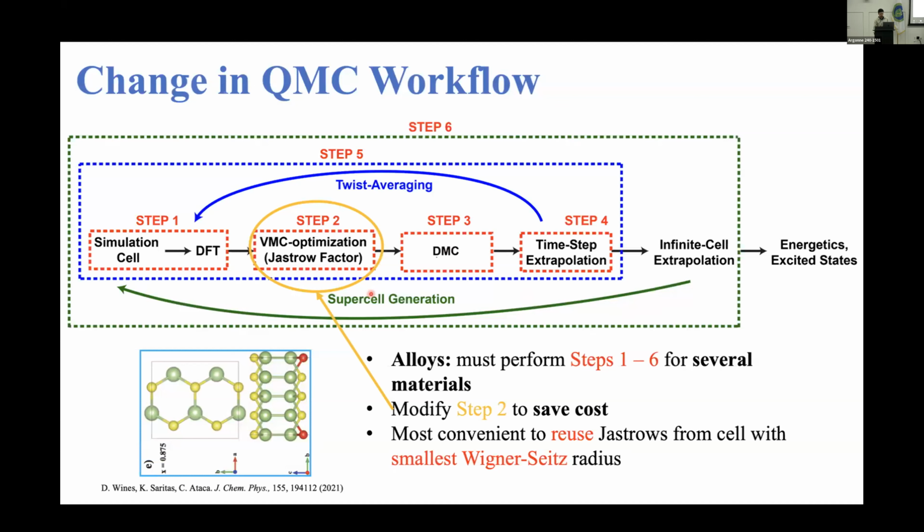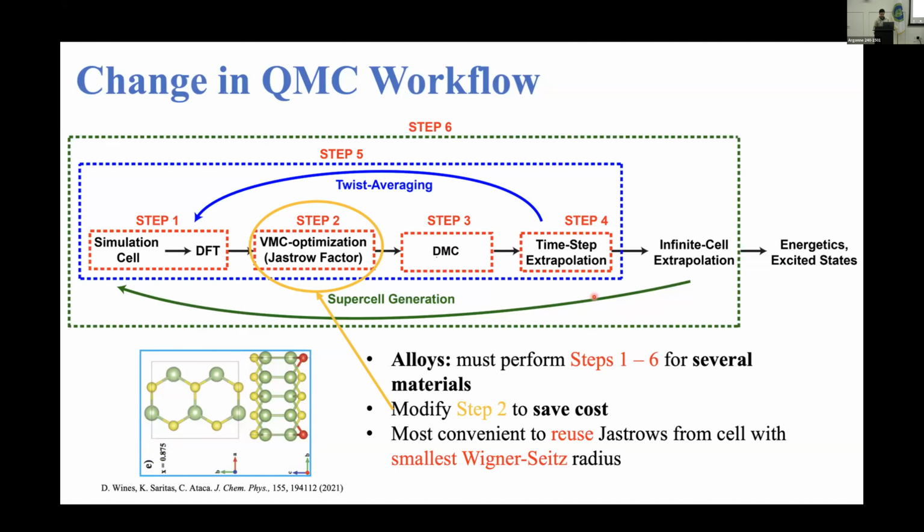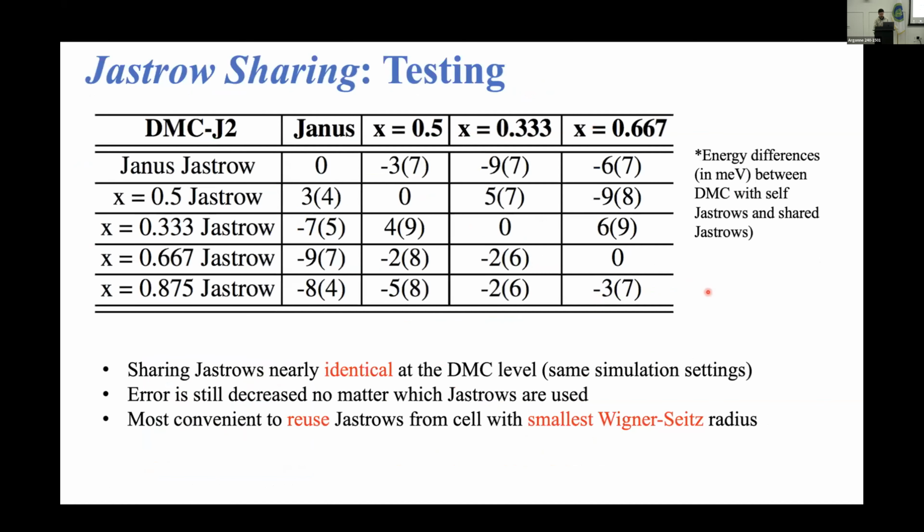And we proposed that it would be convenient if we could take the Jastrow parameters of the structure with the smallest Wigner-Seitz cell, with the smallest Wigner-Seitz radius, and then use those Jastrow parameters for the other structures within the same chemical space. And we wanted to test the validity of this and how sensitive this might be, where we could maybe propose this for more complicated systems and then minimize our VMC costs.